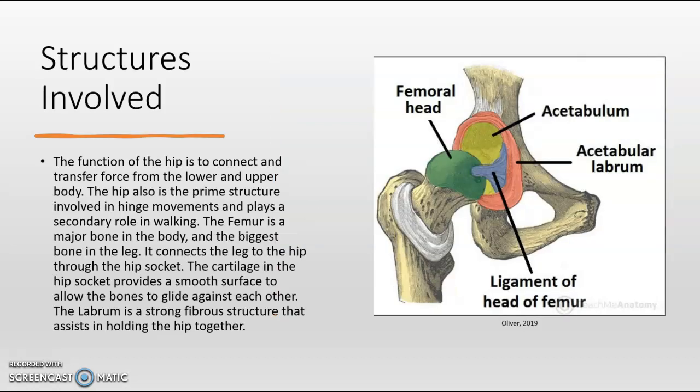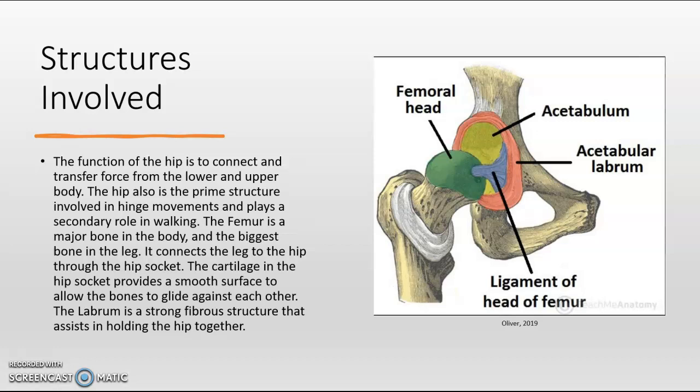These are your structures involved. The function of the hip is to connect and transfer force from lower and upper body. The hip also is the prime structure involved in hinge movements and plays a secondary role in walking. Femur is a major bone in the body, the biggest bone in the leg. It connects the leg to the hip through the hip socket. The cartilage in the hip socket provides a smooth surface to allow bones to glide against each other, and the labrum is a strong fibrous structure that assists in holding the hip together.